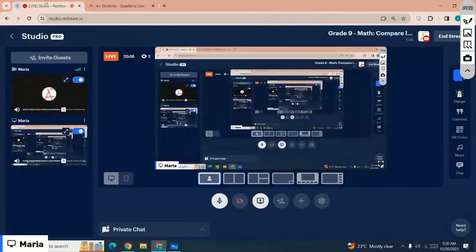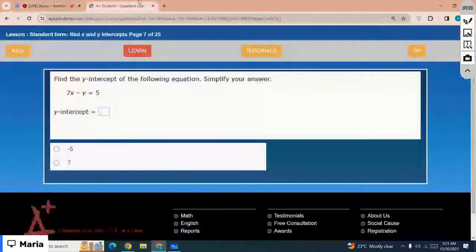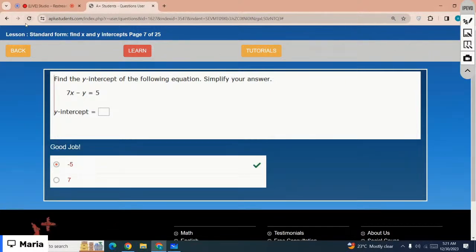Okay, the next one is find the y-intercept of the following equation. Simplify your answer. So, which is the correct option? The correct option is negative 5. Very good. Okay, you can complete the lesson by yourself later today. Let me just move on to the next lesson.